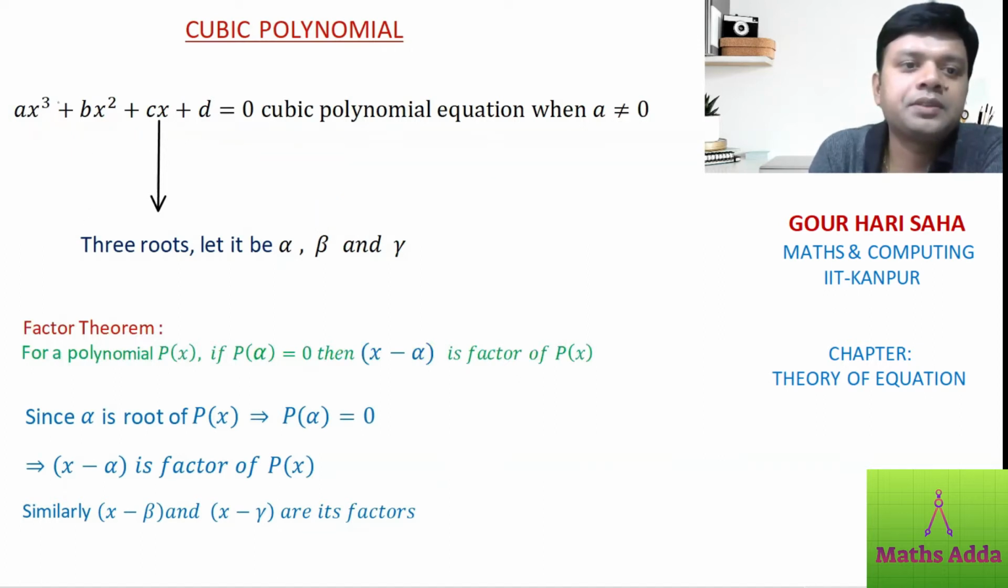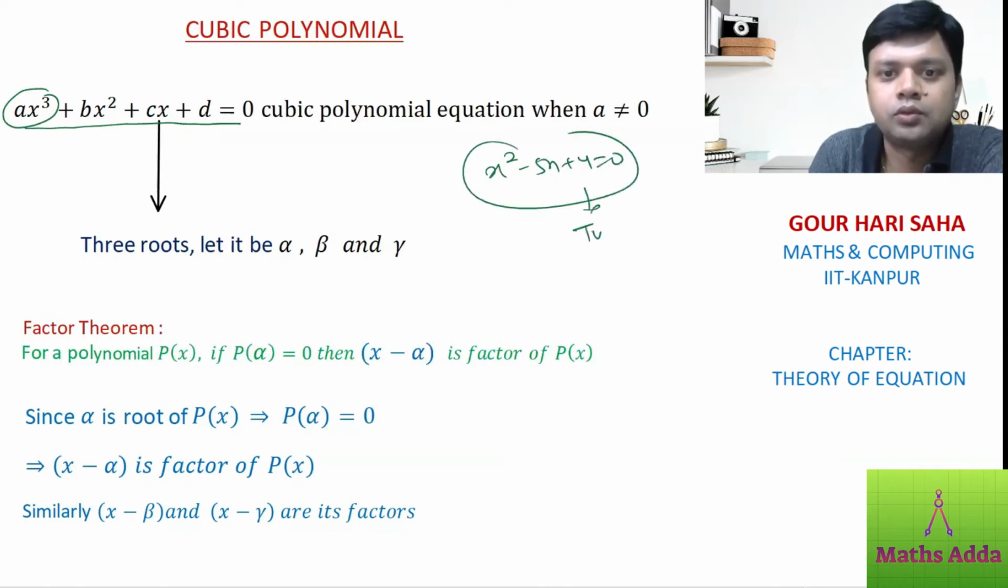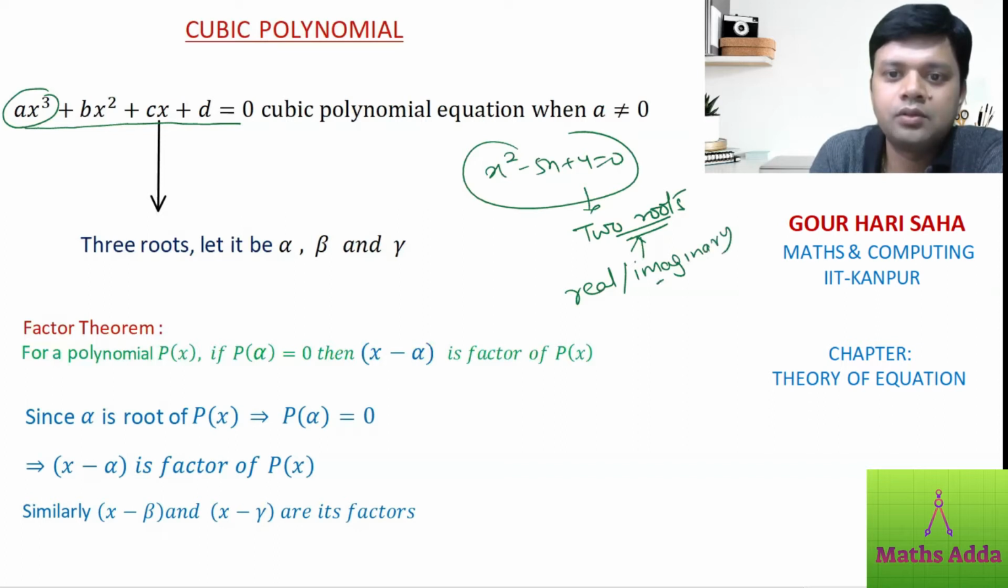Now, a cubic polynomial equation will have 3 roots. It will be equal to the degree. This means a quadratic, for example x square minus 5x plus 4 equal to 0, is of degree 2, so it will have 2 roots. And when I say 2 roots, they can be real or imaginary, anything. I think you may have no idea about imaginary numbers, or you have seen it somewhere. We will do it in the chapter on complex numbers, but in general it will have 2 roots. So since it is cubic, it will have 3 roots, and I am taking them as alpha, beta, gamma.